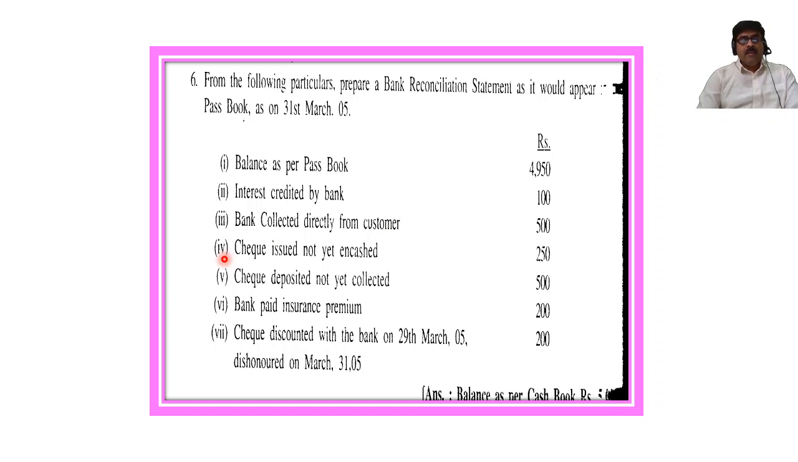Next one, fourth, cheque issued not yet encashed, 250. Now this transaction takes place at the customer's office, that is, in the cash book. So cheque is issued means in the cash book that amount will be credited, means there is a decrease in the balance of the cash book. Now compare, taking the passbook as the basis, there is a decrease in the cash book balance. Then as per passbook, we too have to decrease this 250 rupees.